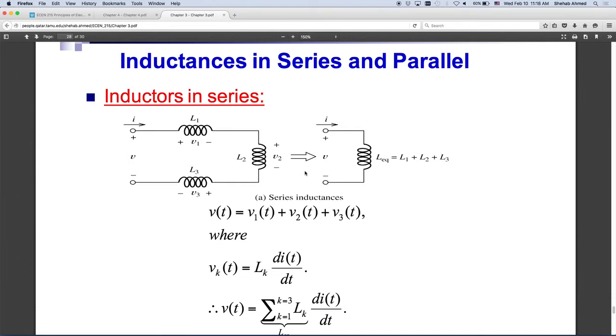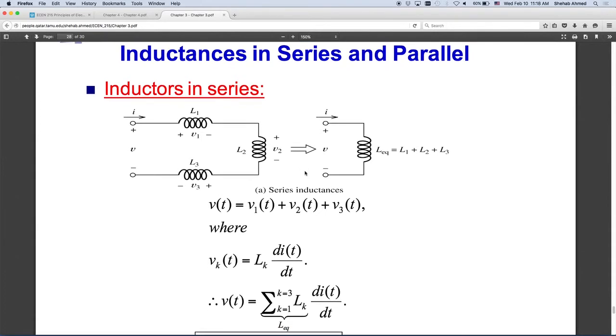Or you want to increase the current rating of an inductance. For example, if you want to increase the current rating, you need to use a very big wire. If you cannot use a big wire, what do you do? Maybe put inductors in parallel. So inductors in series behave like resistors. When they're in series, you add them up.